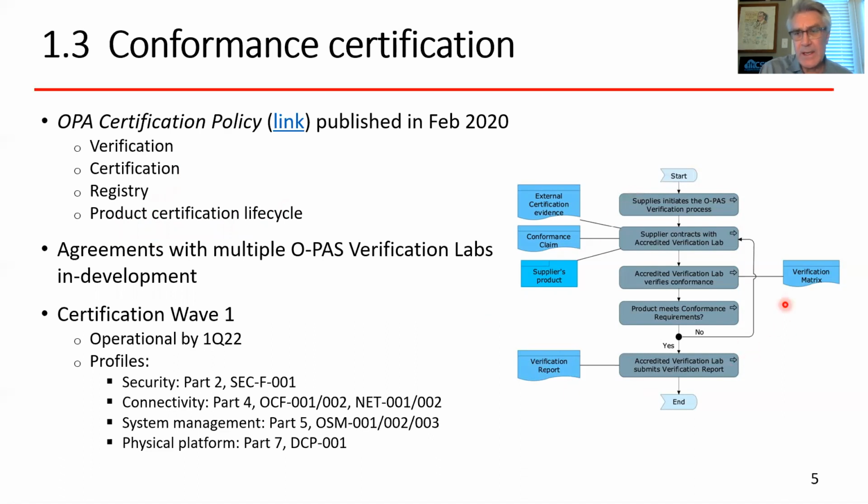This chart on the right that I won't detail is a flow chart for the verification testing activity. At present, we are in discussions and negotiations with multiple organizations to serve as the verification labs that are part of the certification process. And what we're focusing on first, the first phase of certification, we call it Wave 1, that we want to have operational by first quarter 2022, will focus on the following facets and profiles.